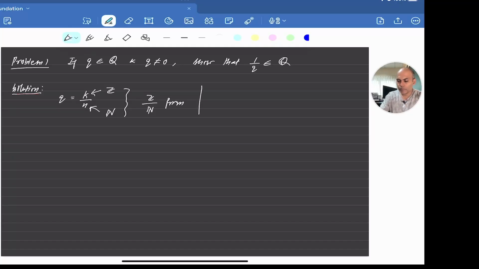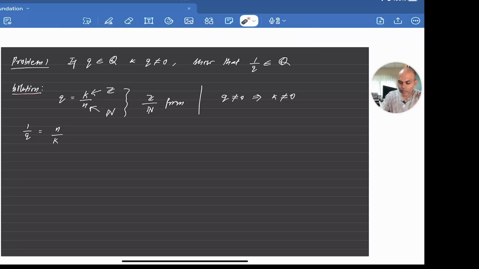And most importantly, the problem says that q is not equal to 0. So this is important information because it tells us that if q is not equal to 0, k is also not equal to 0. Now let's consider 1 over q. So this is going to be n over k.